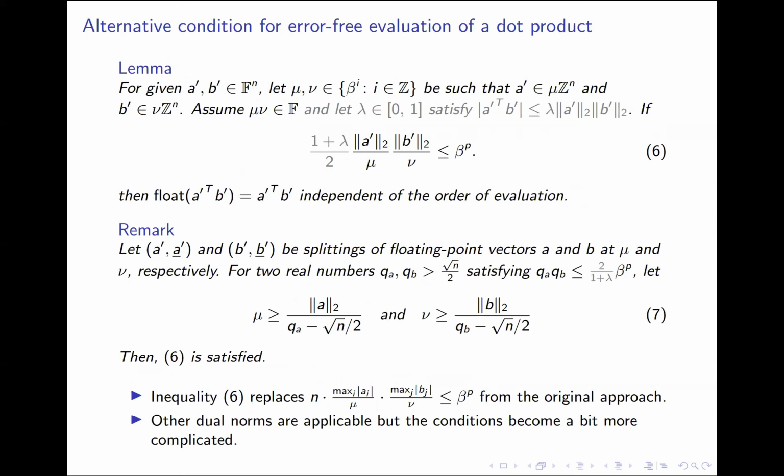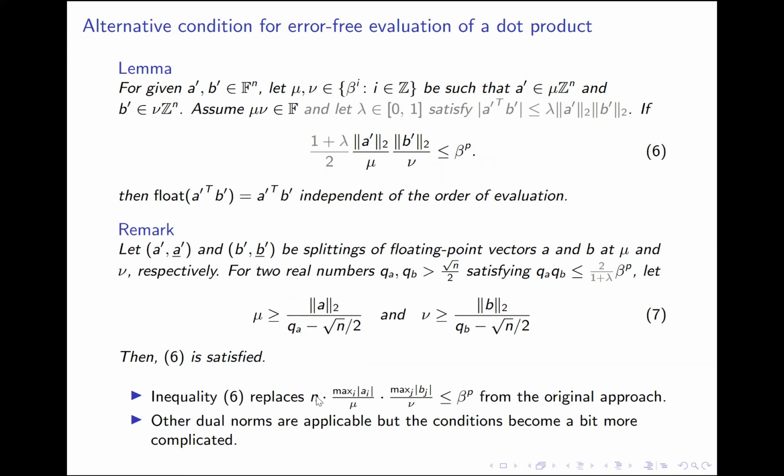The second major difference to the original approach is the condition that we use to compute the splitting points, for which we can ensure that the floating point evaluation will be error-free. So in the original paper, we had that n times 2 to the power of alpha times 2 to the power of alpha should be bounded by the inverse of u, which is now, with arbitrary base beta, beta to the power of p. And this 2 to the power of alpha is just the natural upper bound for the maximum entry of the vector divided by the corresponding splitting point.